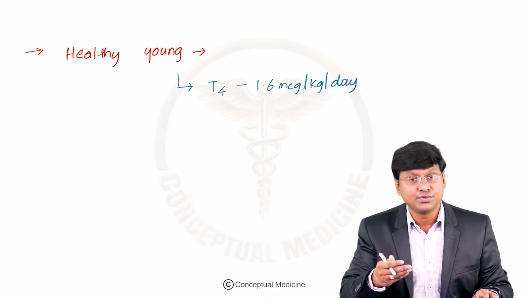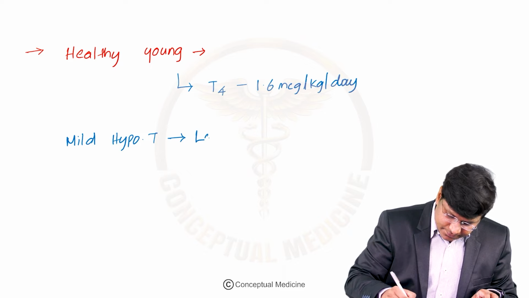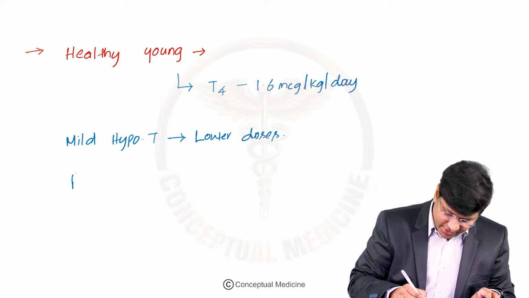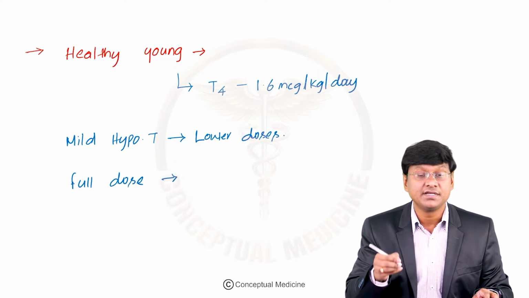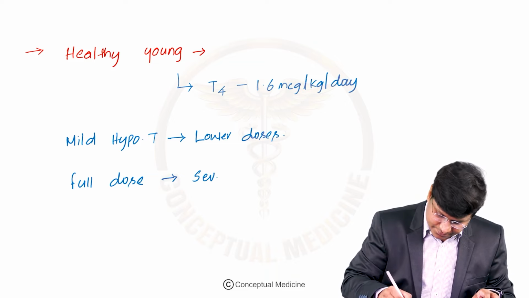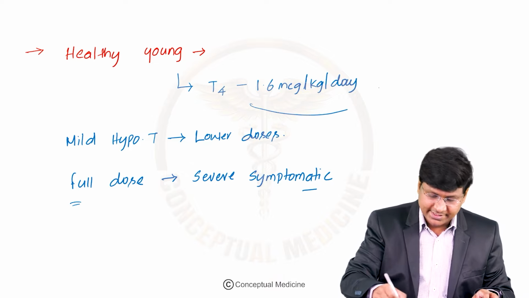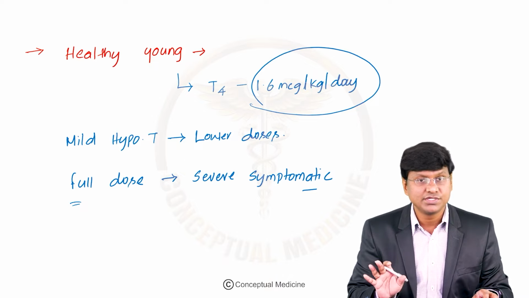Now lower doses can be used for very mild hypothyroidism. If the individual has mild hypothyroidism, then lower doses can be used, whereas the full dose should be used in case of severe symptomatic hypothyroidism. In severe symptomatic hypothyroidism, we give the full dose of levothyroxine, that is 1.6 micrograms per kg per day. This is in healthy young individuals of middle age.